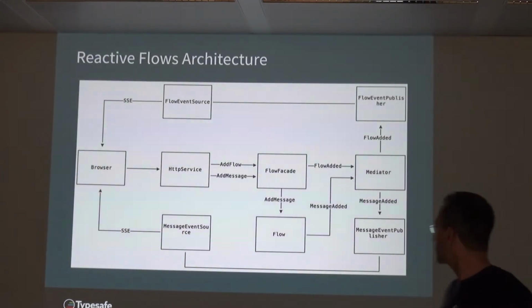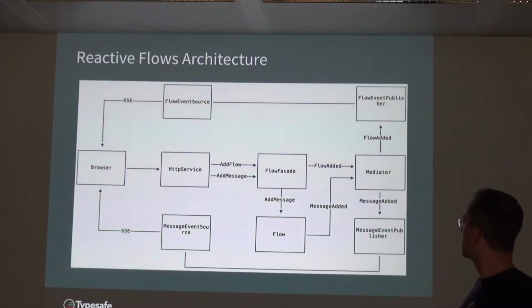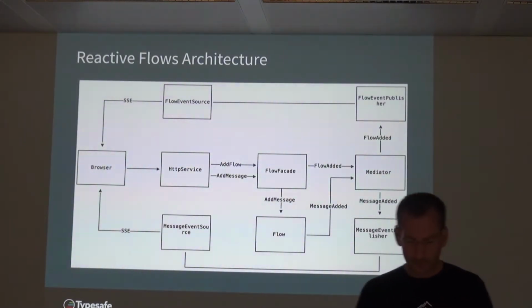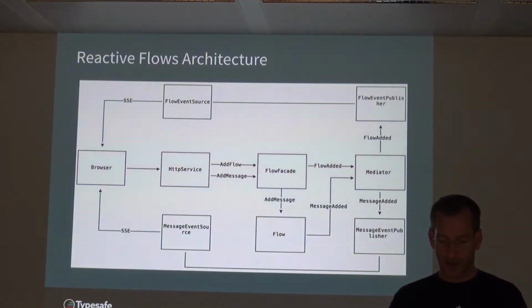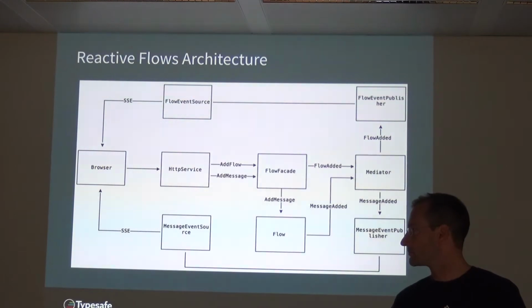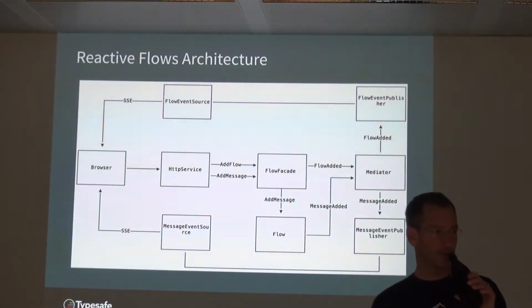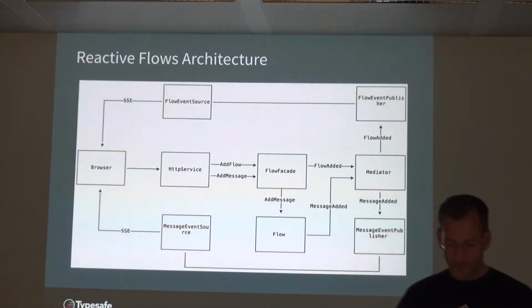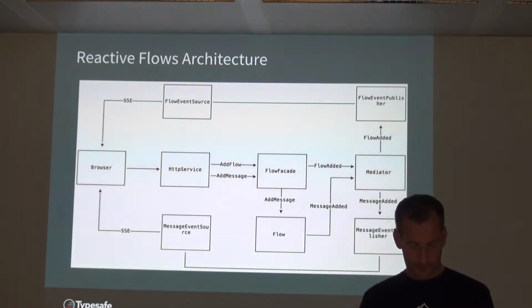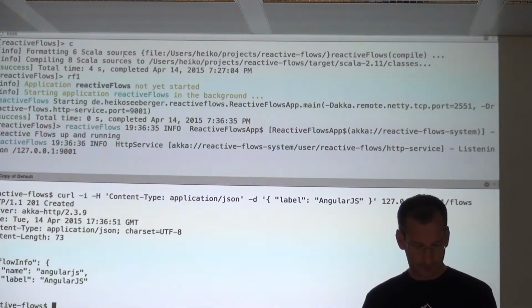So whenever a flow edit message goes to this flow event publisher, that will create an SSE event. Okay? And that SSE event, via so-called flow event source, that's just some API stuff, gets marshaled and properly formatted and goes back to the browser. Does that make sense from a high-level perspective? All right, so let's then see it in action.